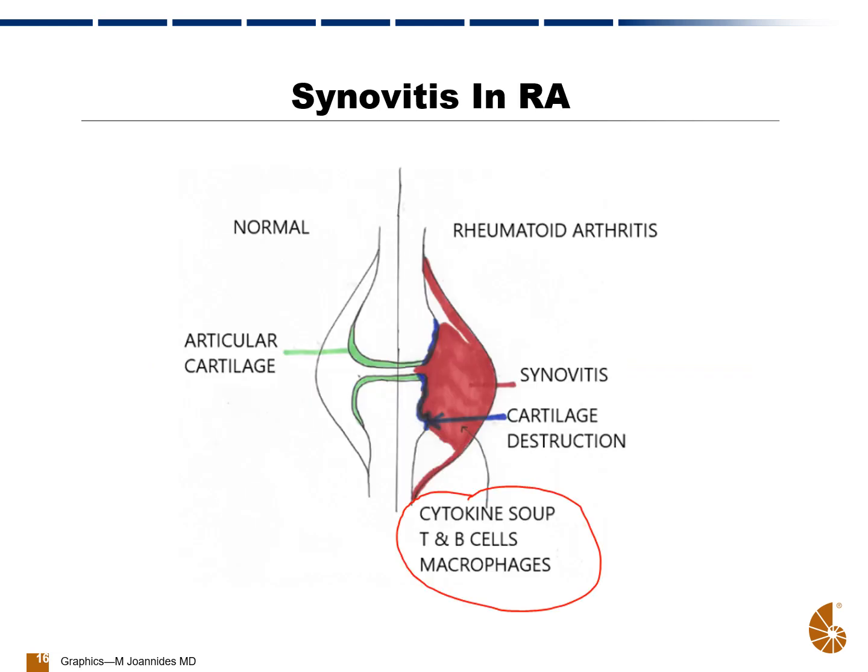So here's a drawing which I did, to show on the left what a normal articular cartilage in the joint would look like. And then to the right, in rheumatoid arthritis, you have synovitis, cartilage destruction, and what I call a cytokine soup that's produced by T and B cells and macrophages to create this inflammatory response that attacks the cartilage and can actually cause erosions in the joint.